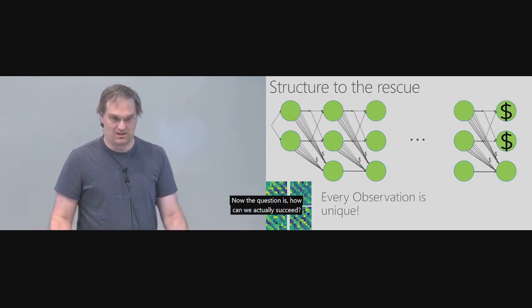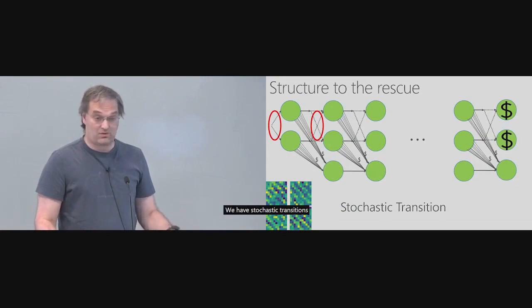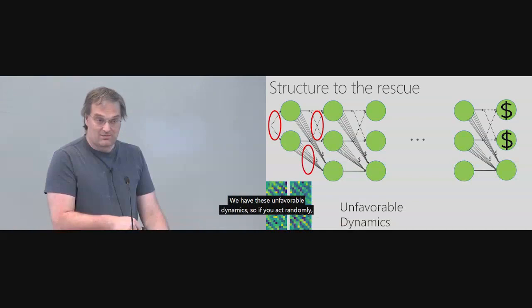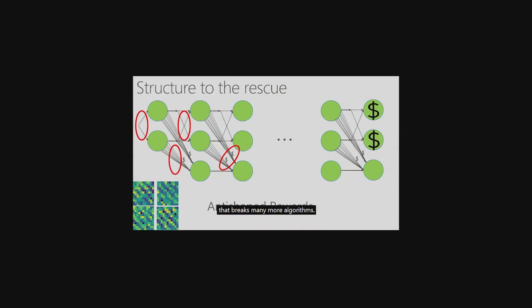Just to go through things explicitly, we have stochastic start state that breaks a lot of algorithms. We have stochastic transitions that breaks a lot of other algorithms. We have these unfavorable dynamics. So if you act randomly, you tend to lose. That breaks a bunch of algorithms. We have these anti-shaped rewards, these rewards which lead you in the wrong direction. That breaks many more algorithms.